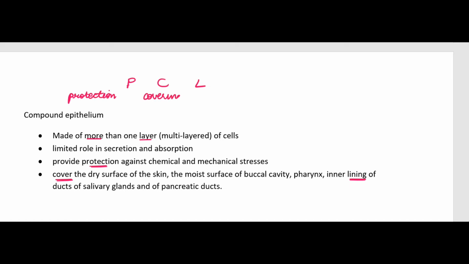They protect against chemical and mechanical aberrations. They provide a covering over the dry surfaces of skin, okay, and moist surfaces of the buccal cavity, pharynx and so on. So there are many dry surfaces in our body as well as moist surfaces. For both these surfaces, they act as a covering, and they provide a lining for large ducts. Remember, ducts of salivary glands and pancreatic ducts. These ducts are large. Unlike cuboidal epithelium, which forms the lining of small ducts, I told you.